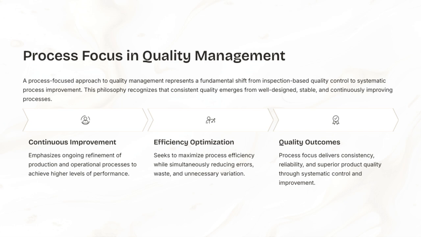Efficiency optimization is all about ongoing refinement, constantly tweaking our production and operational processes. This continuous improvement helps us perform better and better over time. This shift to a process-focused approach marks a fundamental change from traditional inspection-based quality control.